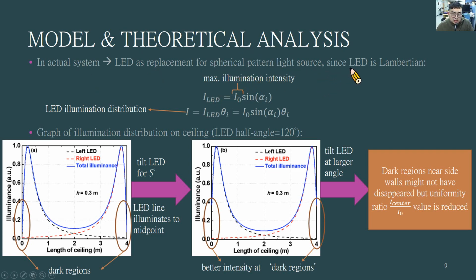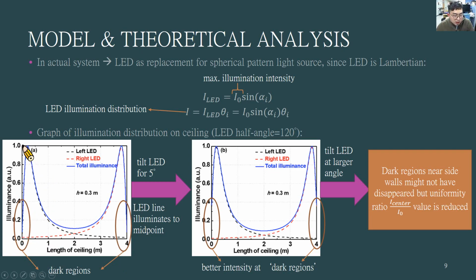Okay, in an actual system, we use the LED as a replacement for the spherical pattern light source. Since the LED is Lambertian, we can get the following 2 expressions as shown here. And the graph of illumination distribution on the ceiling is now in a batwing shape like this. One note here is the half angle for the LED is 120 degrees, and on the regions very near to the wall, we call them dark regions because they have almost zero illuminance on these 2 sides.